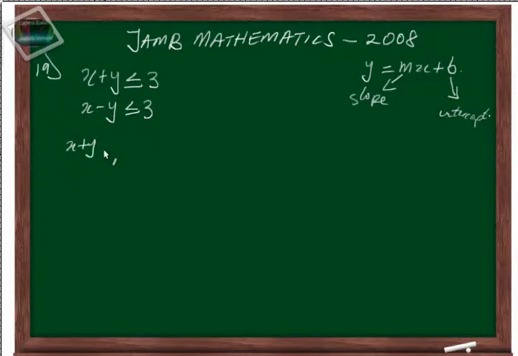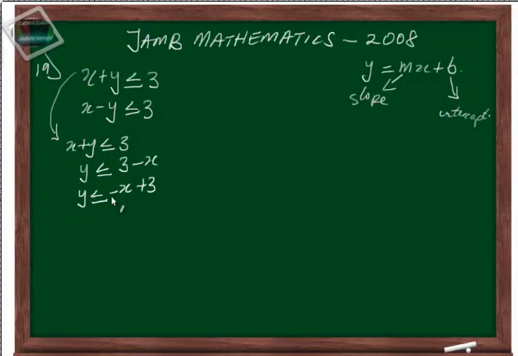x plus y is less than or equal to 3. That is solving the first one. y will be less than or equal to 3 minus x, and leaving it in the form of a linear equation, we will have y is less than or equal to minus x plus 3. This minus here signifies that the slope is negative. The slope here is minus 1, and it means that the slope is negative.